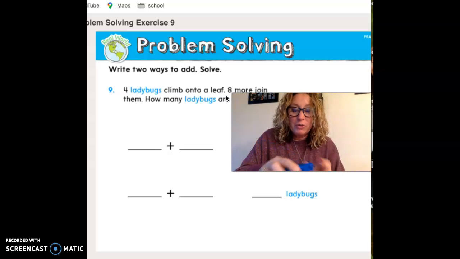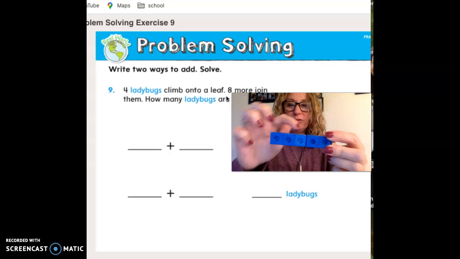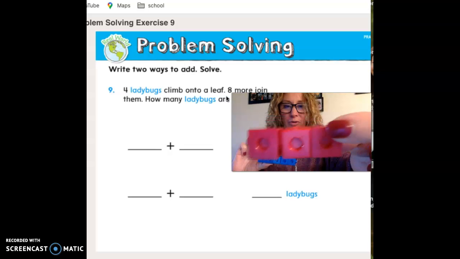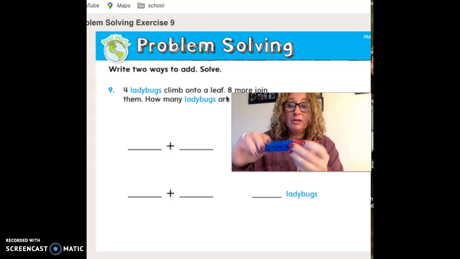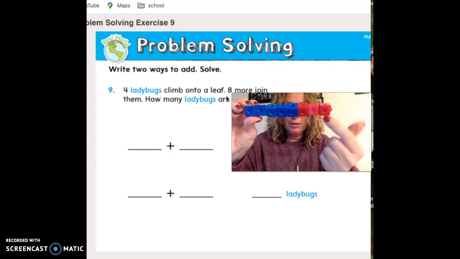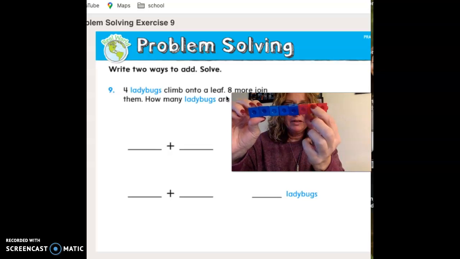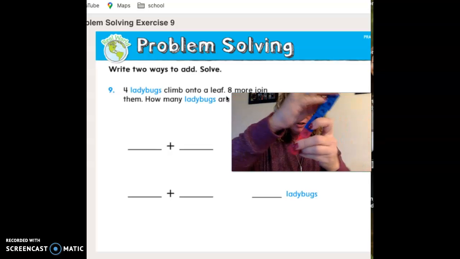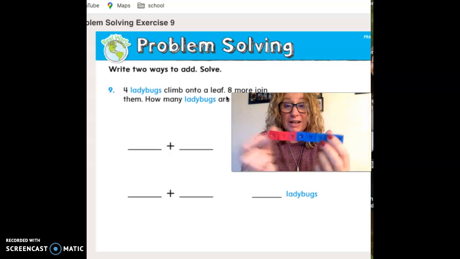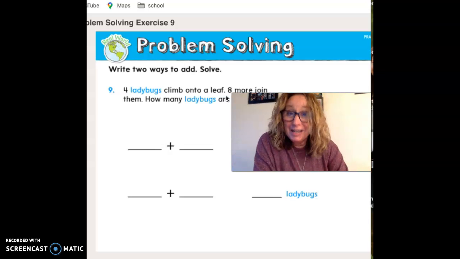So also I like to show this with the cubes, right? So if I have these cubes, and this one time I have 1, 2, 3, 4, 5, and I add 1, 2, 3 red, I could say 3 plus 5 equals 8, or I could turn it around and say 5 plus 3 equals 8. Okay, so you can add in any order.